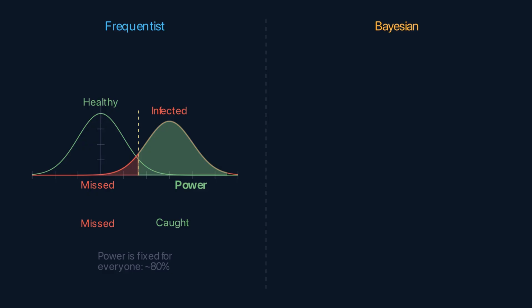Power depends on the effect size. The separation between the healthy and infected curves. A bigger separation means the test catches more true positives. But power is fixed. It does not change based on who is being tested. Whether you are an ER doctor's patient or a hermit, the test's power is the same.